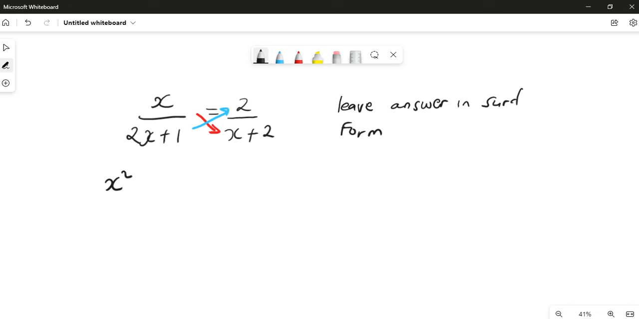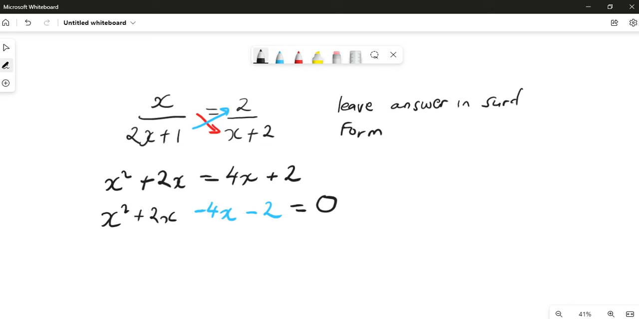x times x, that is x squared, x times 2, that is 2x, equals 2 times 2x, that is 4x, 2 times 1, that is 2. Here we have to take these terms on the left-hand side to the right-hand side. We've got a positive 4x, so we have x squared plus 2x minus 4x. We've got a positive 2 here; we take it over the equal sign, it becomes negative, minus 2, equals 0.